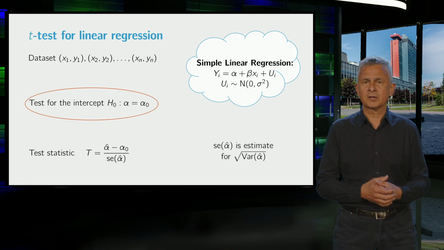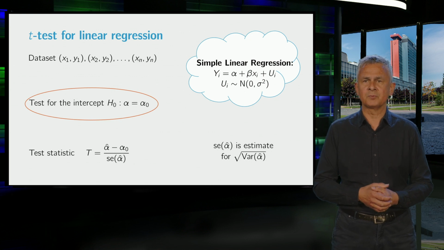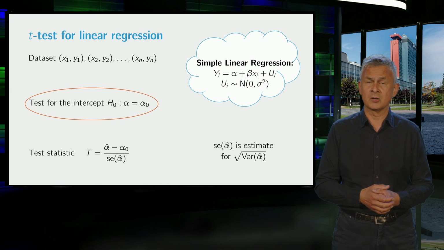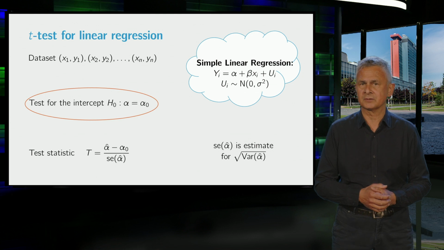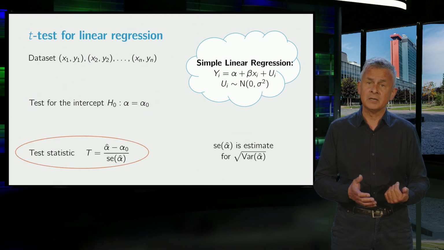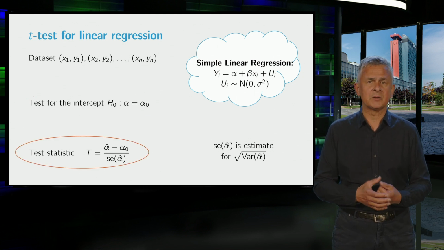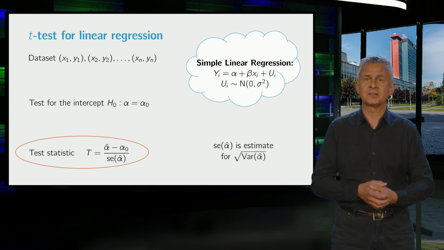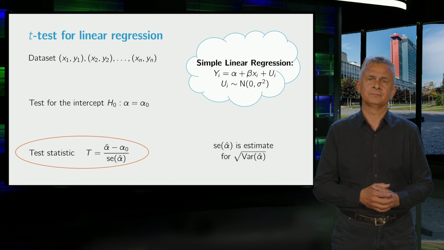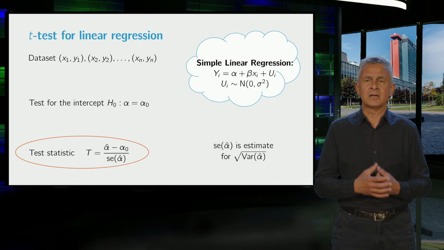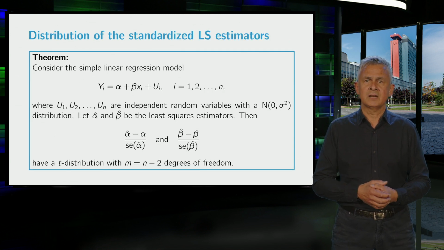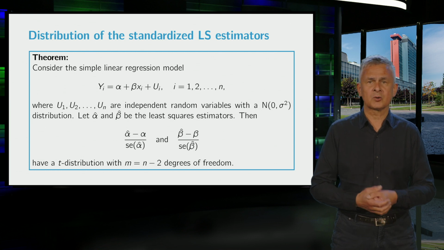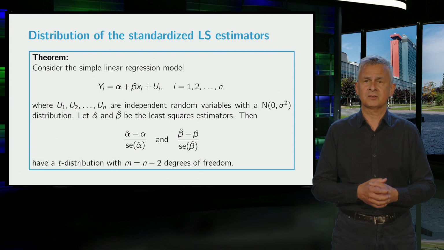To test the null hypothesis that alpha is equal to some pre-specified value alpha 0, we use a similar test statistic. Namely, the difference between alpha hat and alpha 0 divided by the standard error of alpha hat. Now the following theorem enables us to compute p-values or critical values for both test statistics.